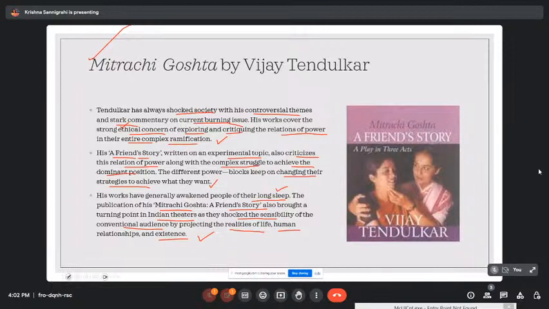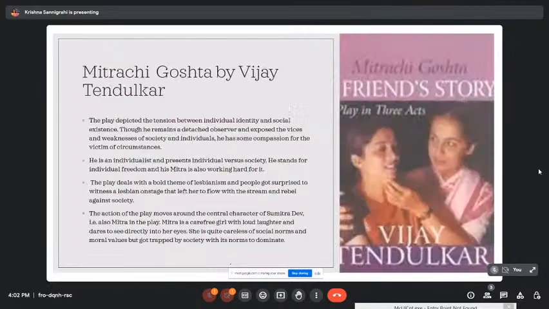This is what it kind of deals with. So the play depicted the tension between individual identity and social existence. Though he remains a detached observer and exposed the vices and weaknesses of society and individuals, he has some compassion for the victims of circumstances. He is an individualist and presents the individual versus society.